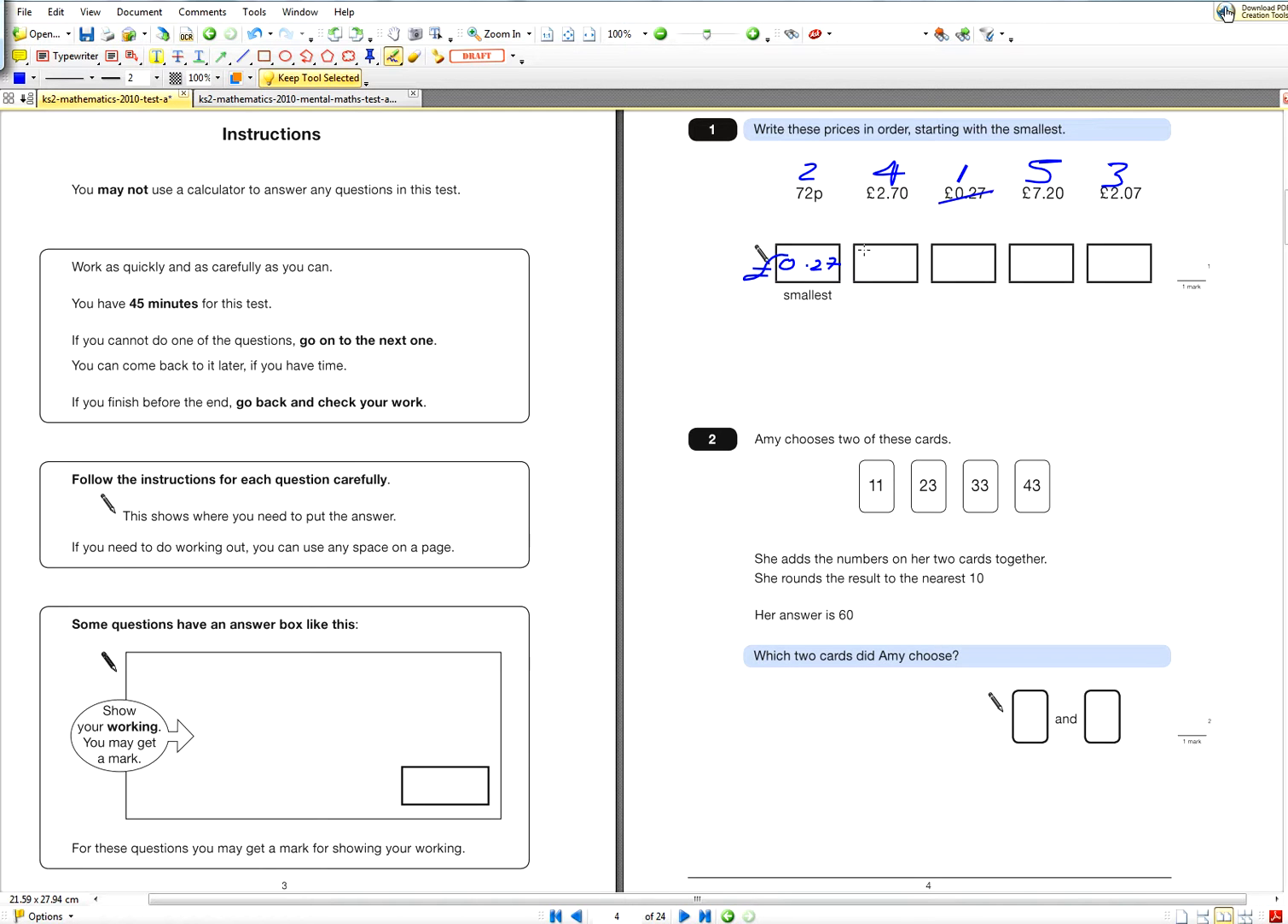So that one's done. Number 2 is? Put it as original value. Number 3. Number 4. And the last one is? Number 5, £7.20. Please make sure your numbers are inside the box.